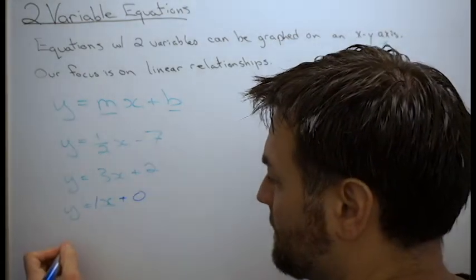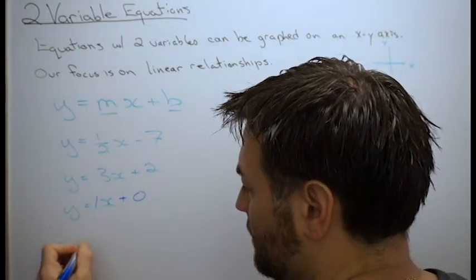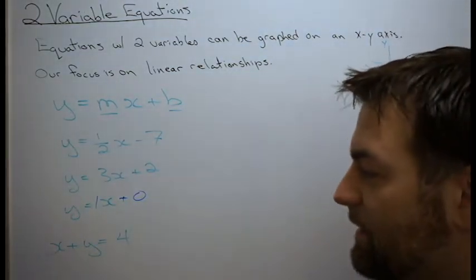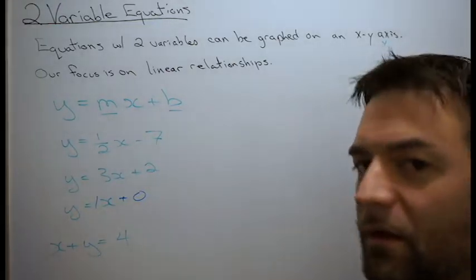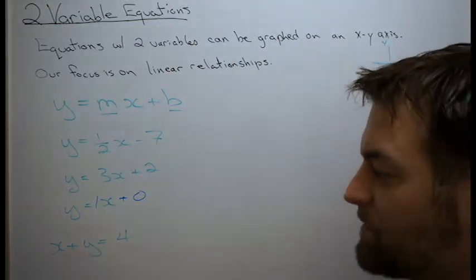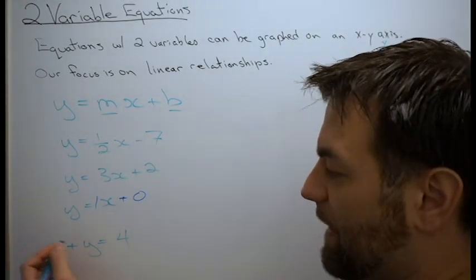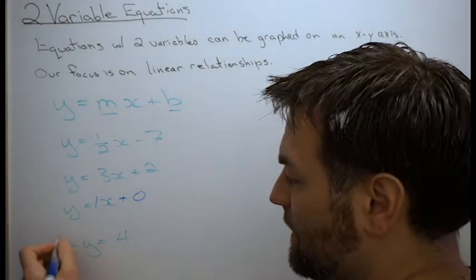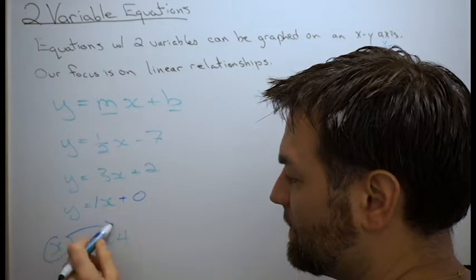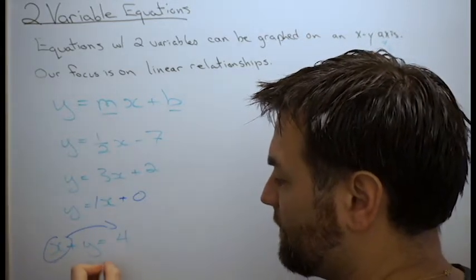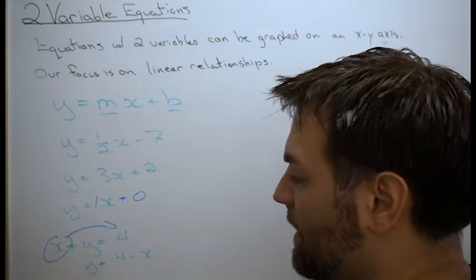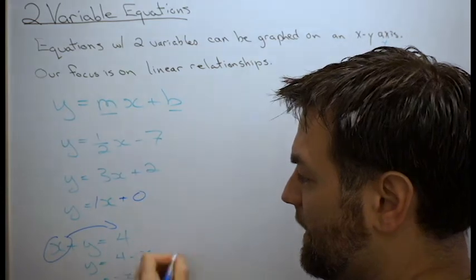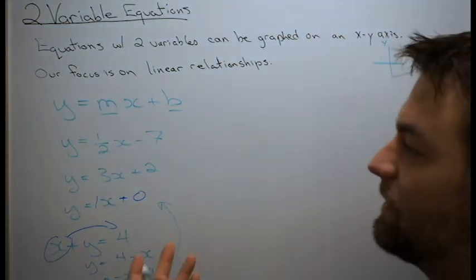We could also have them mixed up a little bit. We could have x plus y equals 4. Something like that would be a linear relation. The key here is that we have both an x and a y, and they're both just a plain x and y, so there's no powers associated with those. And if we rearrange this, we could take our x here and move it to the other side by subtracting. We'd have y equals 4 minus x, and you could rewrite that as negative x plus 4. That looks like one of those type of equations there. So these are all linear equations.